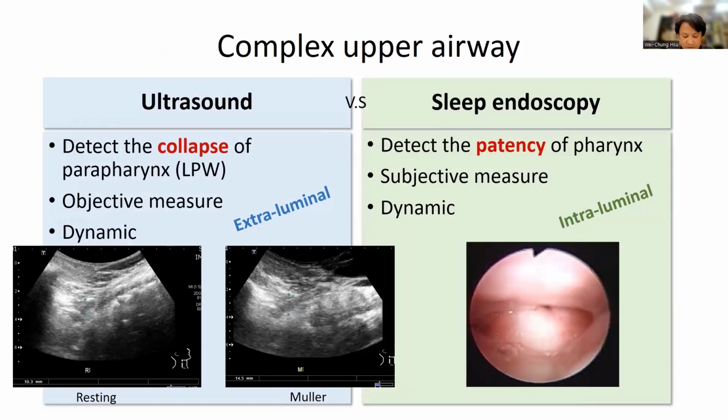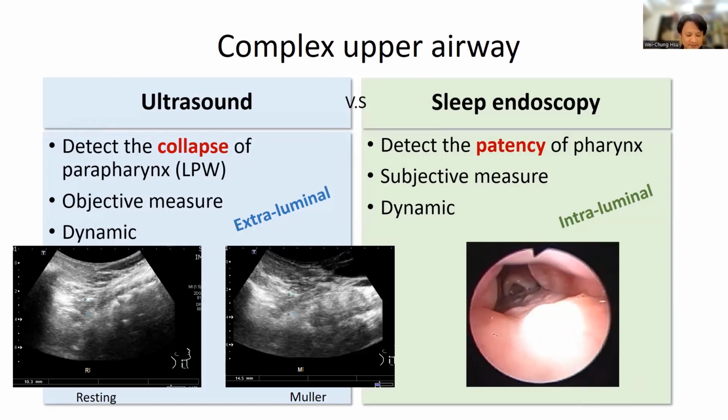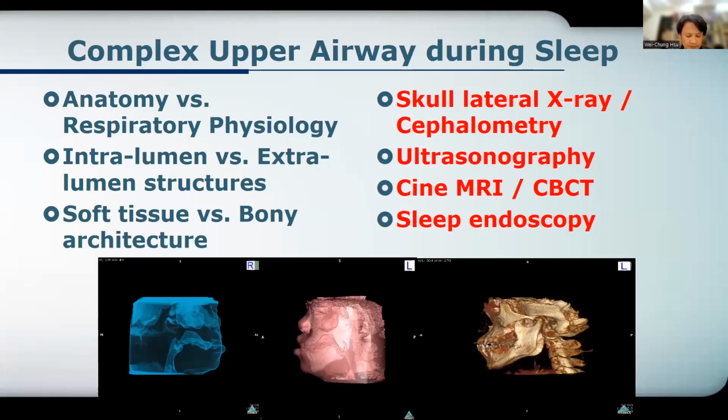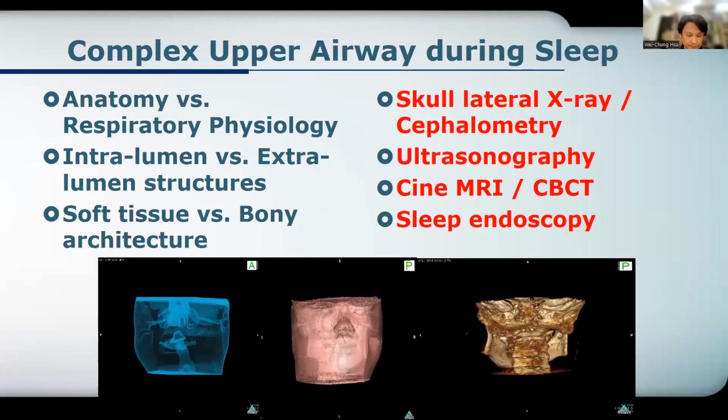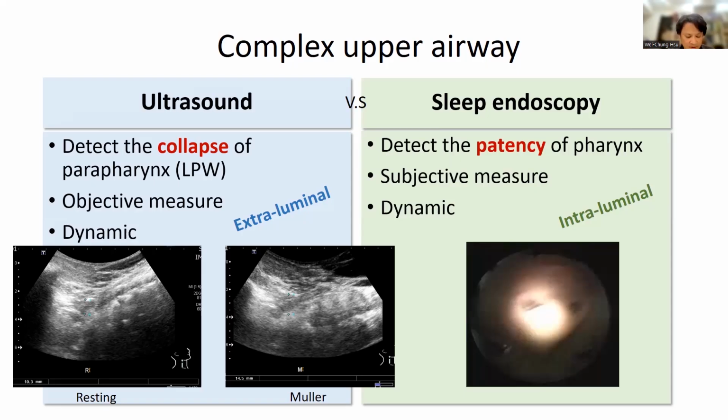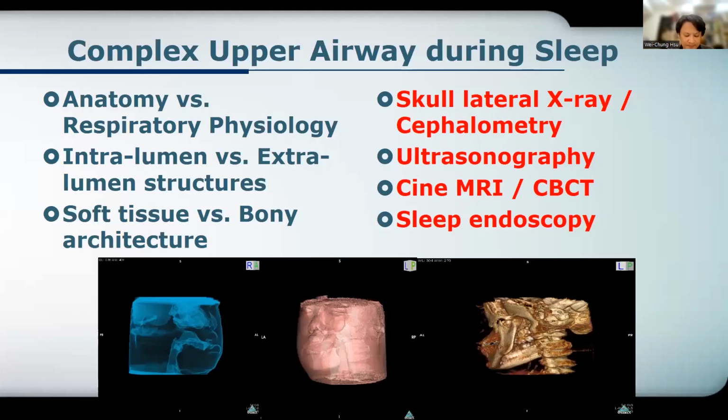Compared with sleep endoscopy for upper airway evaluation, ultrasound can show the collapse outside the airway lumen, the extraluminal component in the upper airway structures. However, the sleep endoscope shows better the inside of the airway lumen, the intraluminal airway patency.